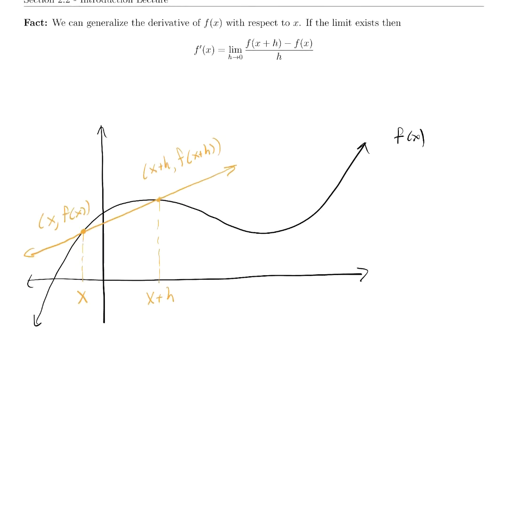Okay, then we come back up to this definition. What is going on? First, we're looking at this quotient right here, f of x plus h minus f of x. That looks like a change in y, divided by x plus h minus x, which is just h. So this is the slope of that secant line.